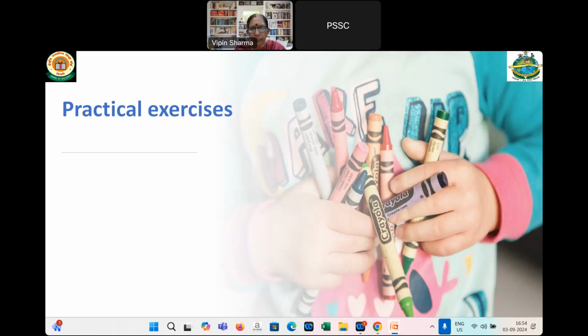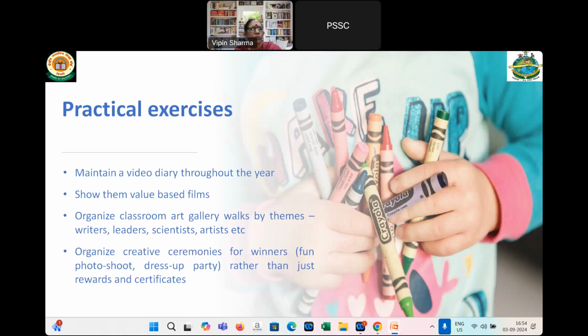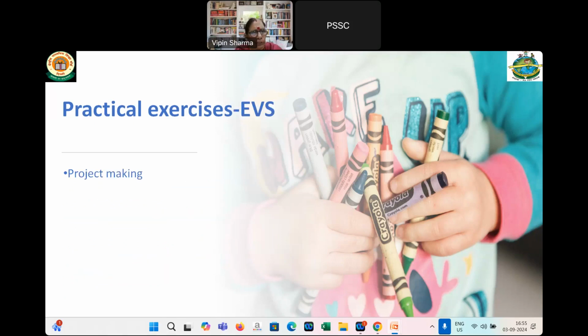Then maintain a video diary throughout the year. This is for the middle and high school. Show them value-based films. Organize classroom art gallery walks by themes. Writer, leader, scientist. This is very, very important. You can talk to the principals, teachers, senior teachers, and work it out. Whatever you feel, the takeaway is yours. Organize creative ceremonies for winners. Photo shoot rather than just rewards and certificates.